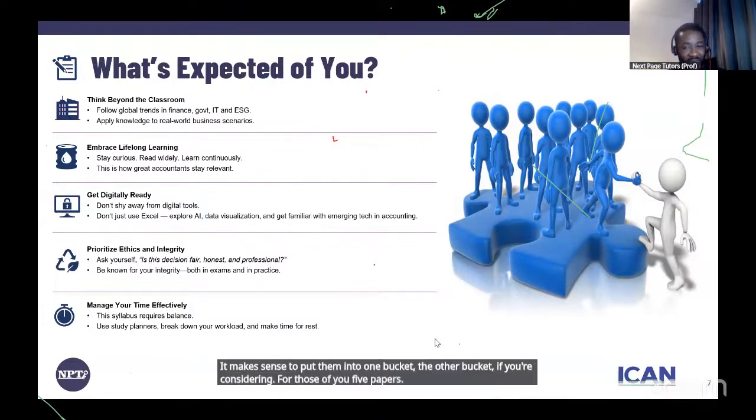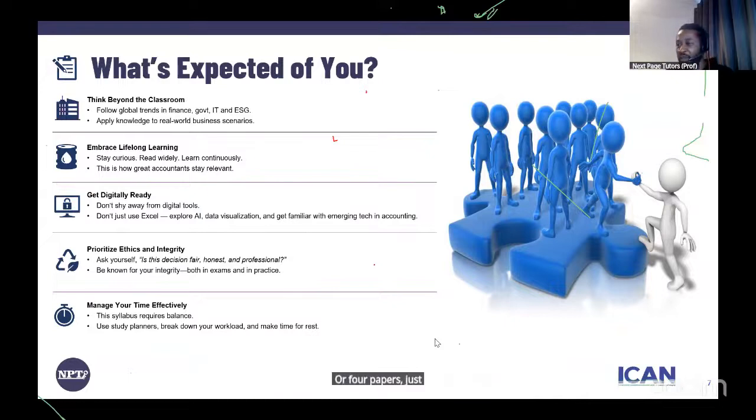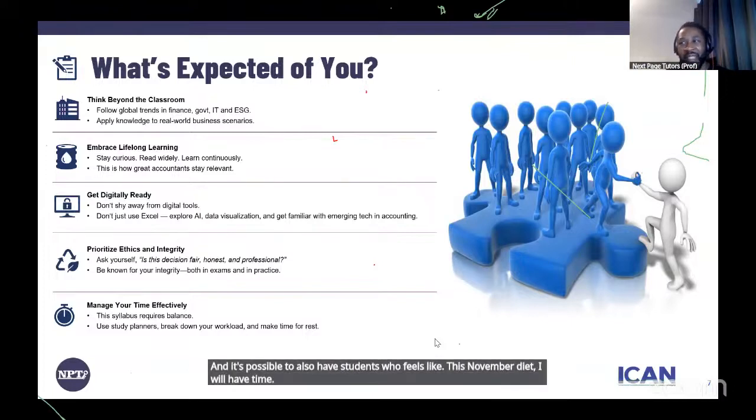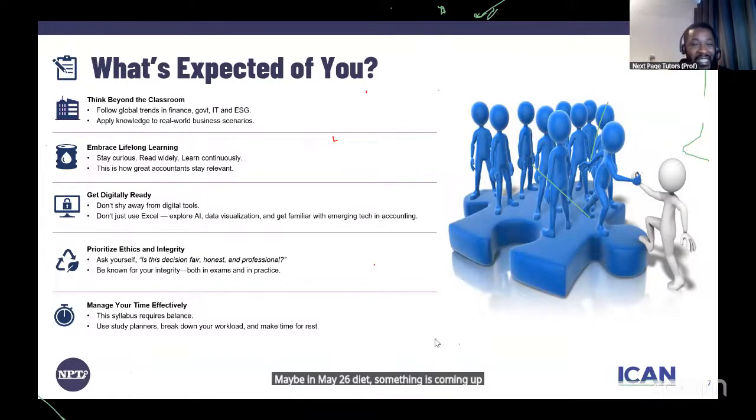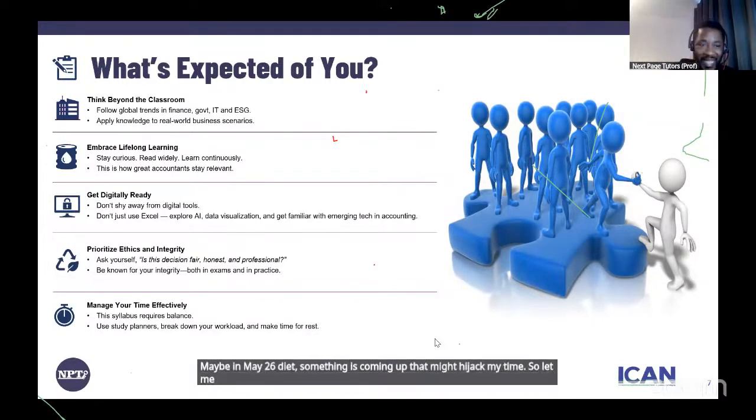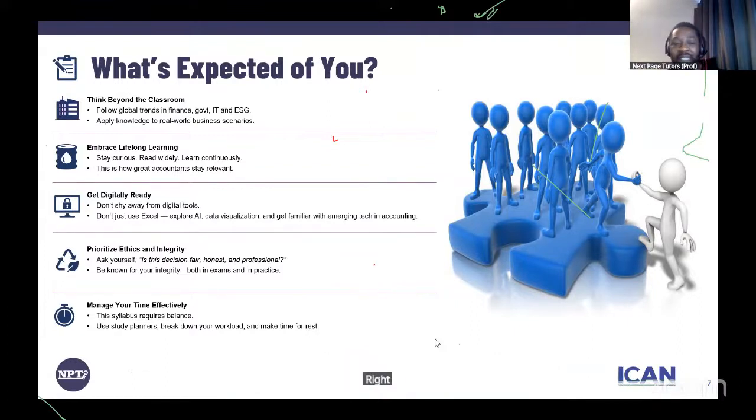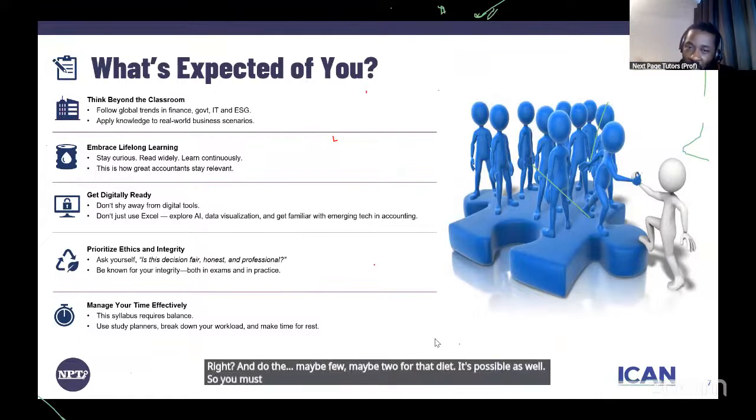For those of you doing 5 papers, or 4 papers, just consider that you probably want to separate PM and FR, or maybe PM with FM, and then FR with PSAF and tax. If you are doing 5 papers, just look at that and then you're fine. Once you separate the big papers, it's possible to also have students who feel like this November diet, I will have time, but in the May 2026 diet, something is coming up that might hijack my time. So let me write the strong papers now, and maybe do 2 for that diet. It's possible as well. So you must understand your own situation.